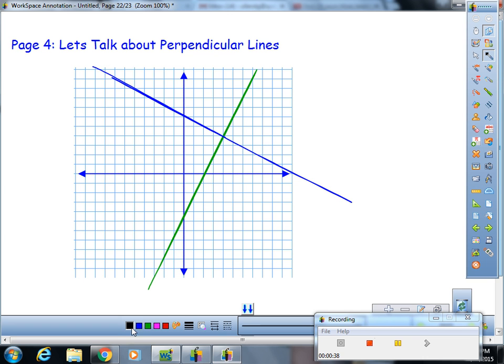This is math. Maybe that's why math teachers are so ugly. Okay, I shouldn't have said that.